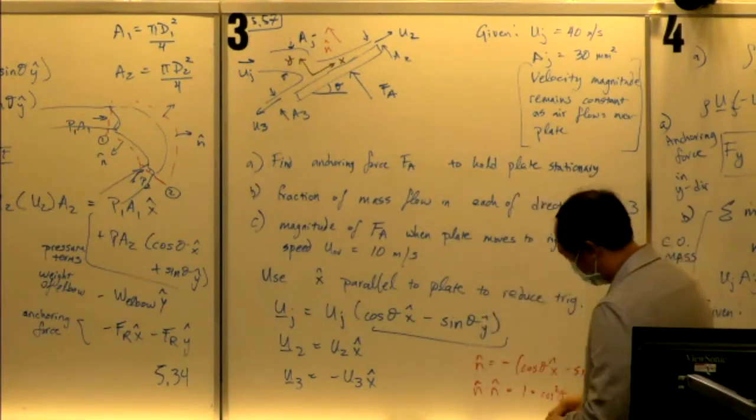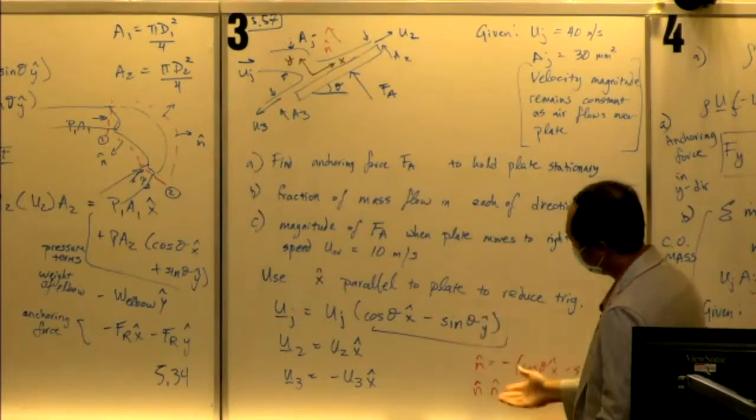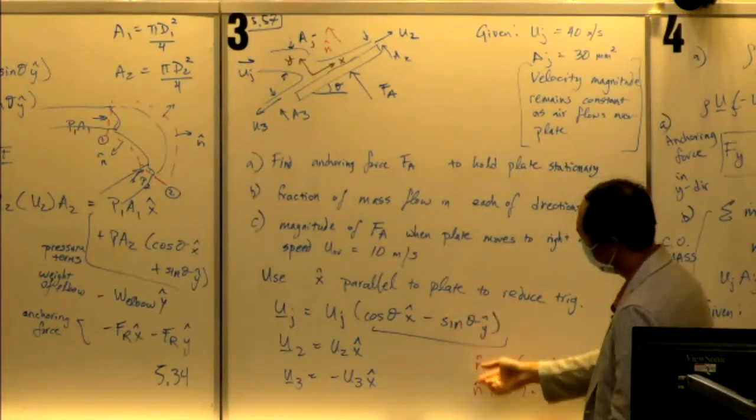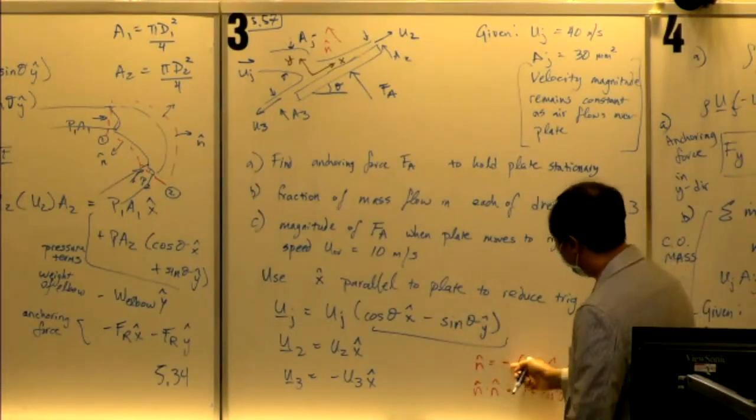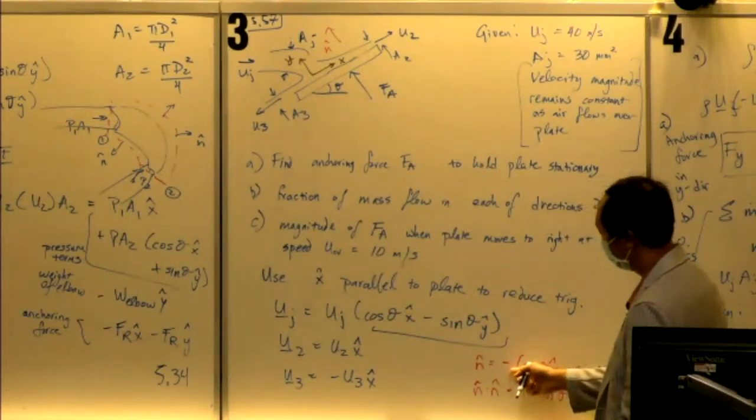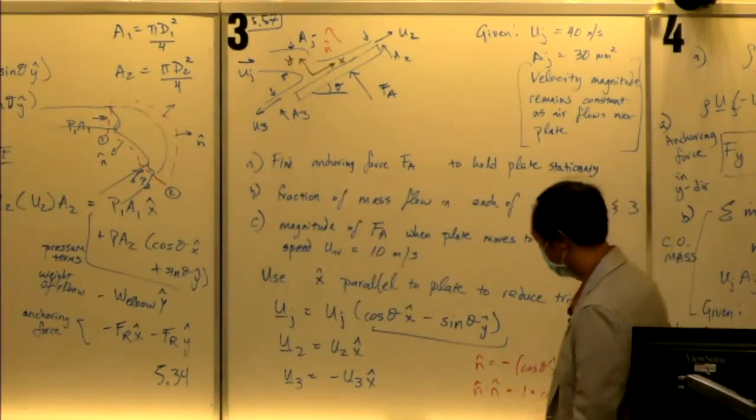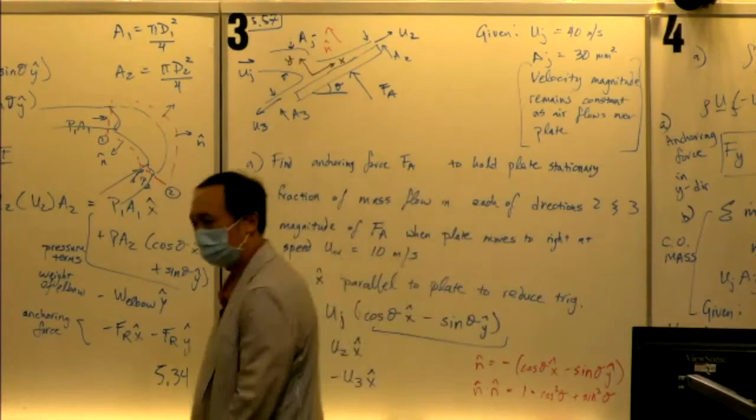But basically, you're always going to consider this dot n hat, and you're going to use a minus sign if it's inlet, and a plus sign if it's outlet. Does that help?